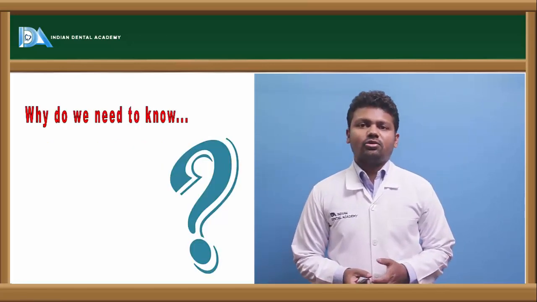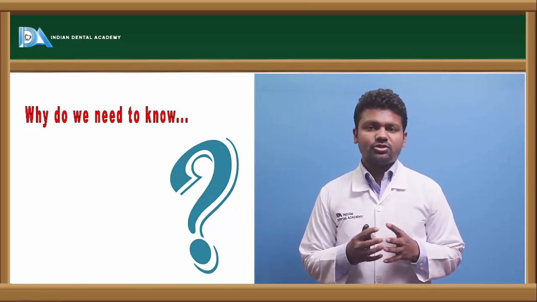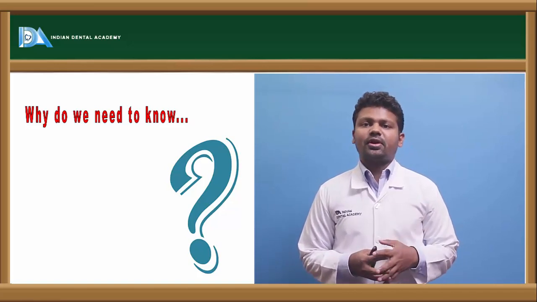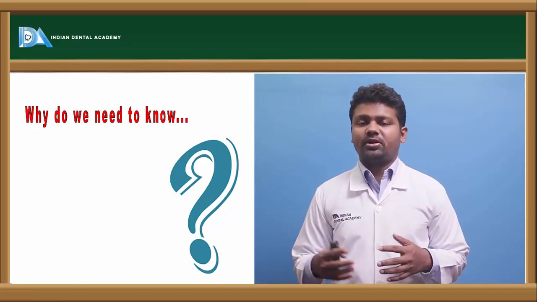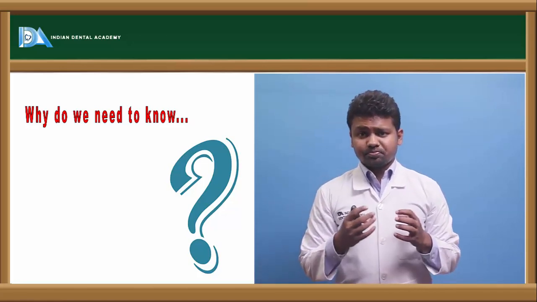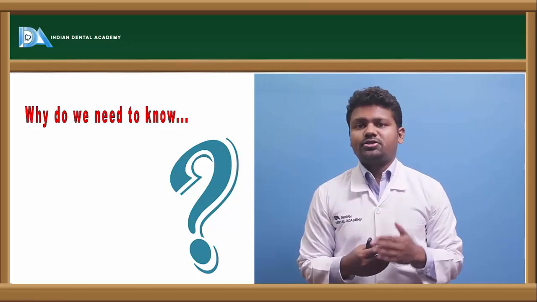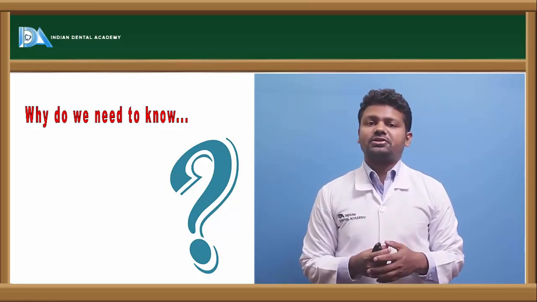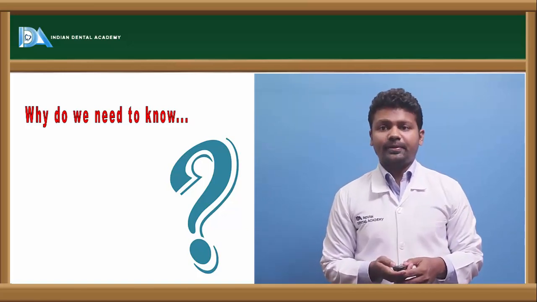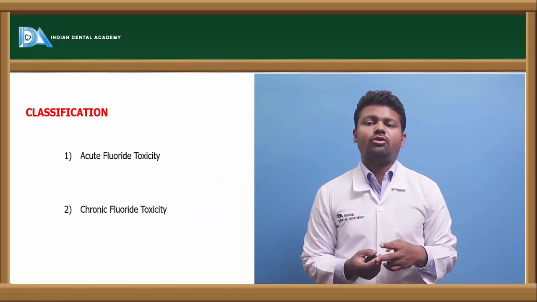Why do we need to learn about the toxicity? Fluoride is considered a double-edged sword. It helps, it also hinders. Previously fluoride was used as a pesticide, but its beneficial effects in prevention of dental caries led to the more frequent use of fluorides. But fluoride, though it is useful, if it's taken in an extra or higher concentration, it also affects the body. Now, the classification of fluoride toxicity, they are of two types.